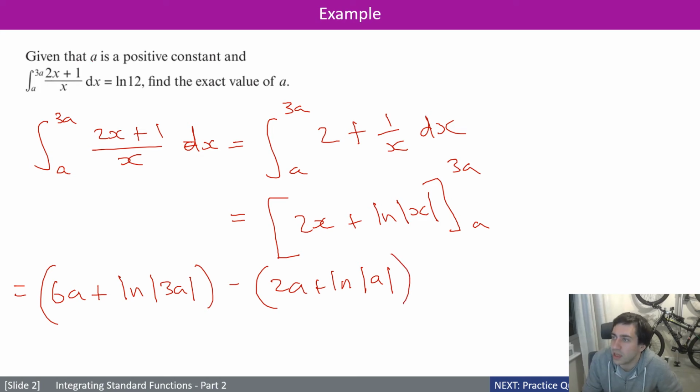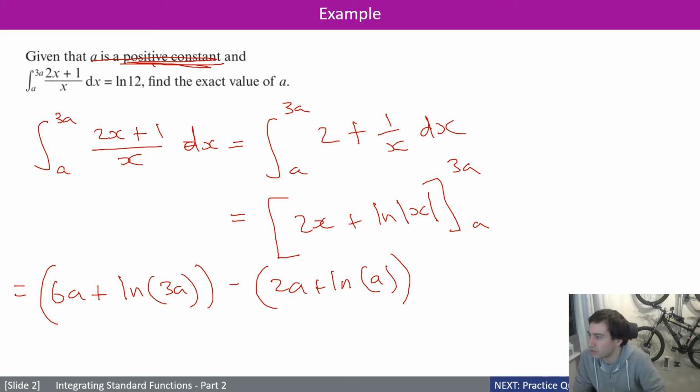Notice they said here a is a positive constant. Oops, crossed it out, but I meant to underline positive constant. Therefore, I can get rid of these mod signs because the mod of a positive number is itself. So we can turn those into curvy brackets rather than straight ones. Okay, and then let's do the final simplification. 6a minus 2a is 4a. Then we've got plus ln of 3a minus ln a.